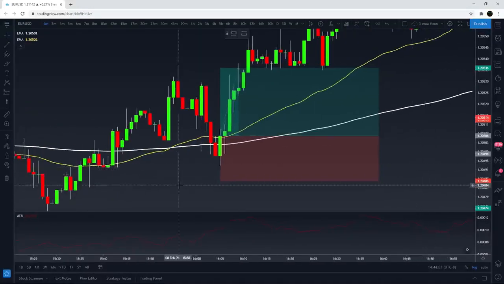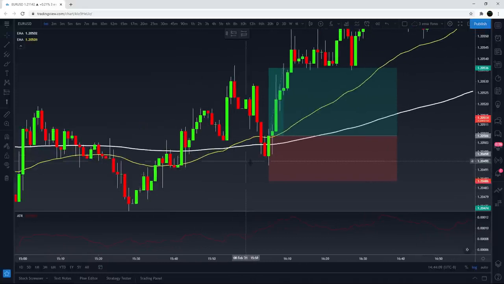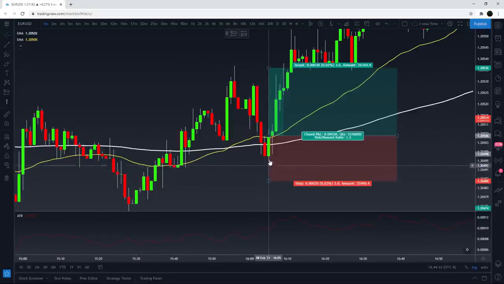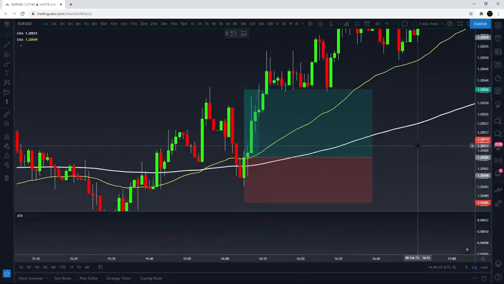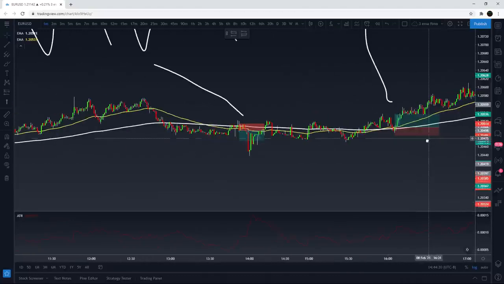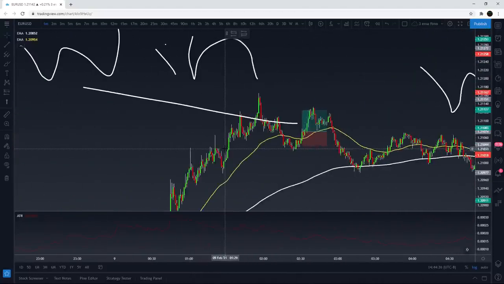So on this one, you can see we get the cross up, pull back, only 1 closes below the 200, so it's still valid. Green candle above the 50, that's our entry, and this one's good. We got a couple more over here.